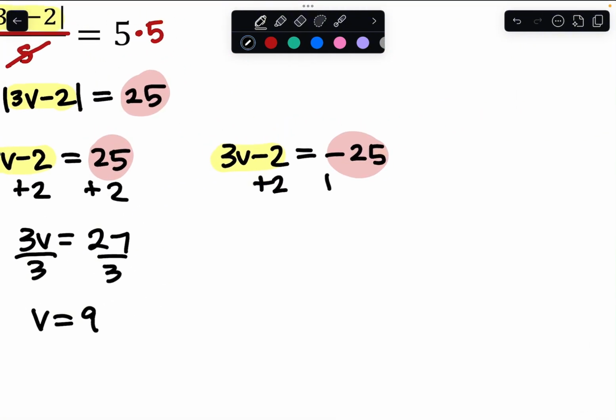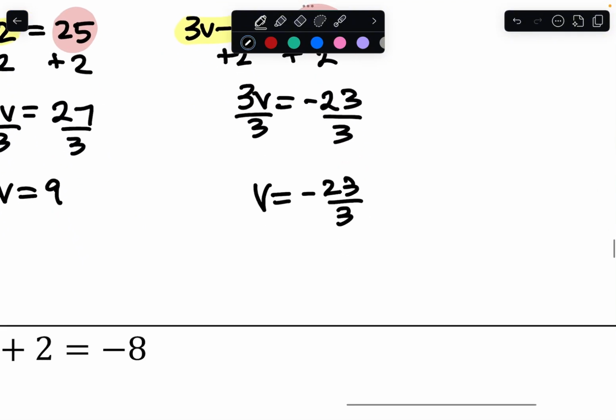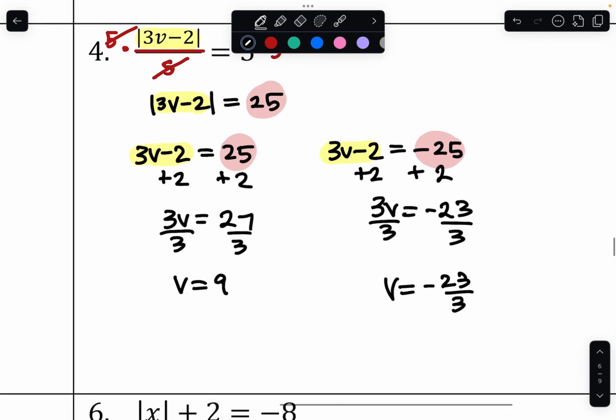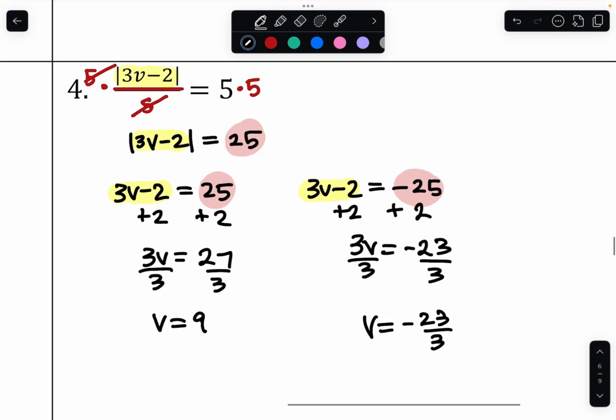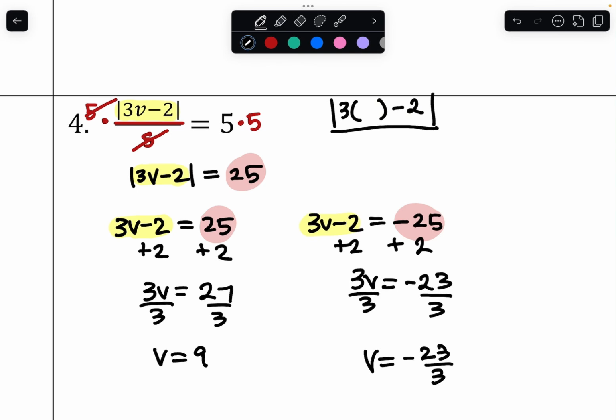And then in this other case, when we add 2, we get negative 23, divide by 3. And if you get a fraction, just simplify your fraction as much as possible. 23 and 3 are both prime, and so that's the best we can do for our solution. And so to plug these back in to check them, I'm going to rewrite the original equation, 3v minus 2 divided by 5, and we need to make sure that equals 5.